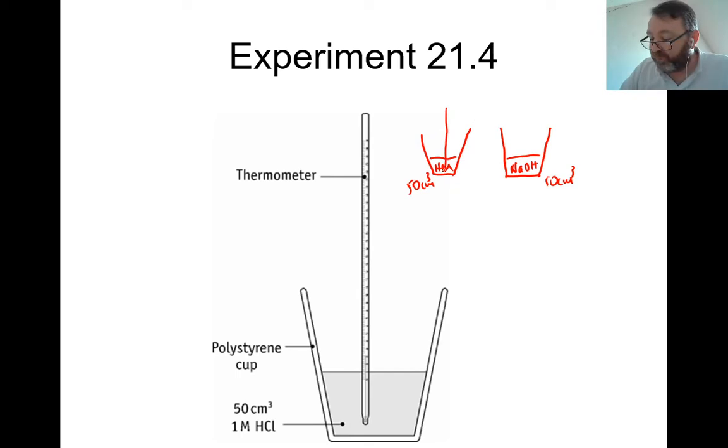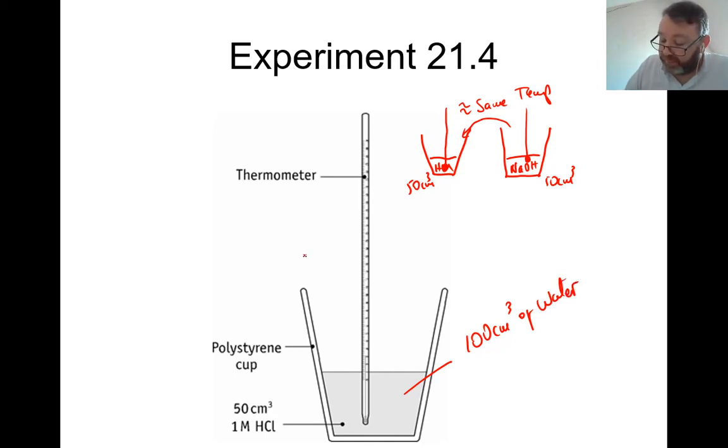So we test both of these to see what their starting temperature is. And if both of their temperatures are the same, then we pour one into the other. And when we pour one into the other, this is the result. Here we will have 100 centimeters cubed of water. And that's important because we're going to get some measurements from that in a moment. Here we will measure the temperature rise.